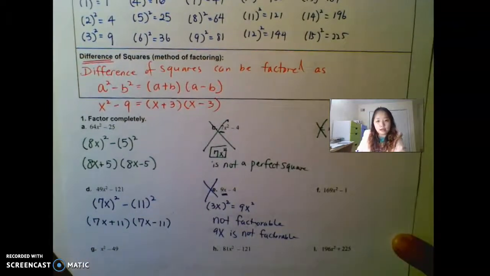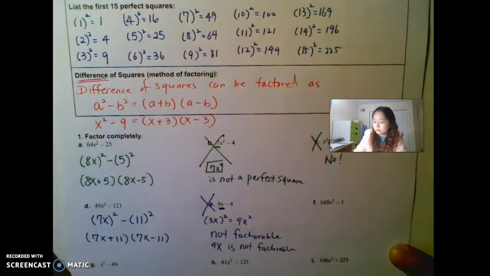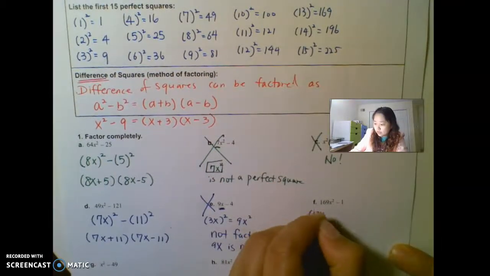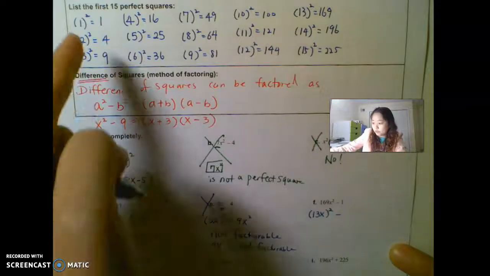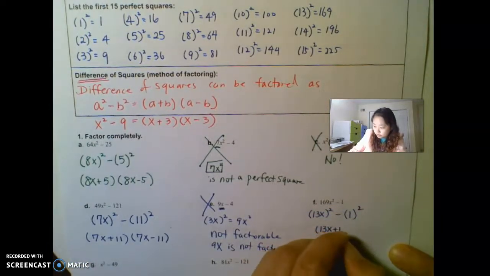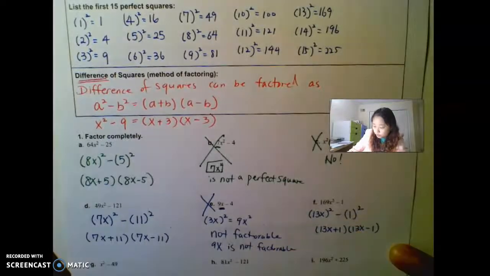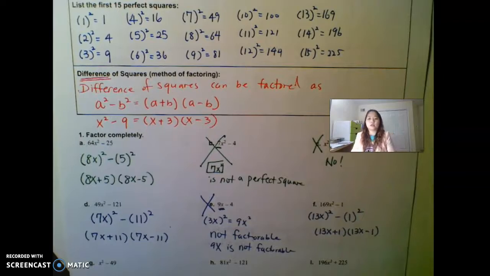And then let's look at F. Ooh, 169. I see it. 169 is up here. That is 13 squared, so 169x squared minus. What about 1? Is 1 part of the perfect squares? Yep, 1 squared is 1. So you can rewrite this as 13x plus 1, 13x minus 1. So out of these 6, I was able to factor A, D, and F. It has to be a difference of perfect squares for you to factor it.